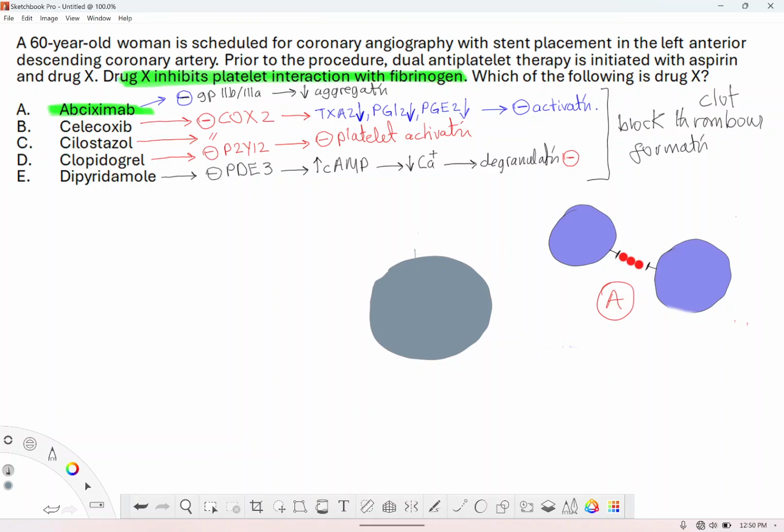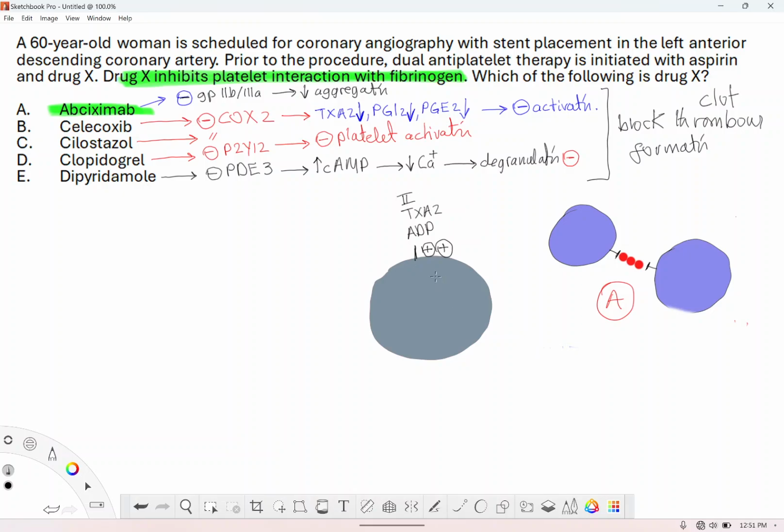So when ADP binds to its receptor on the surface of platelets, this leads to platelet activation. So I'm going to put a plus sign. That's one way. When thromboxane A2 binds to its receptor on the surface of platelet, it leads to platelet activation. Similarly, thrombin, which is clotting factor 2. All of these guys activate platelet.